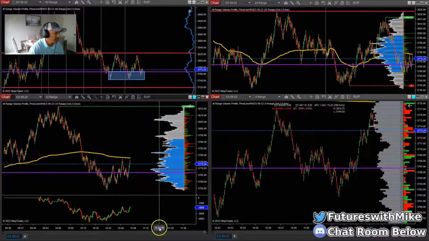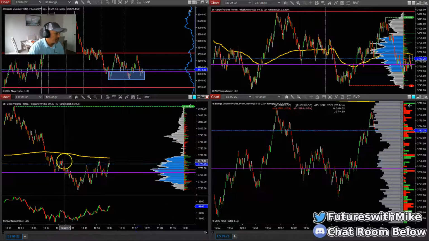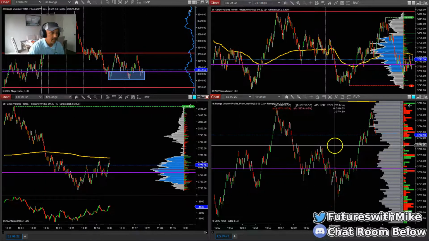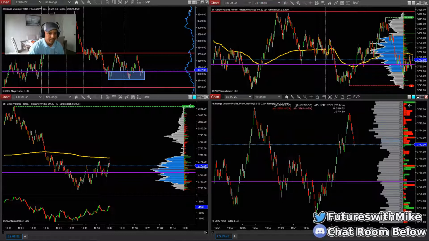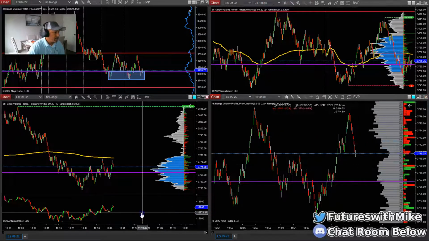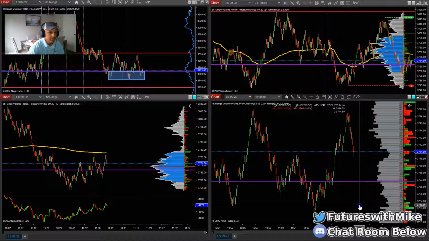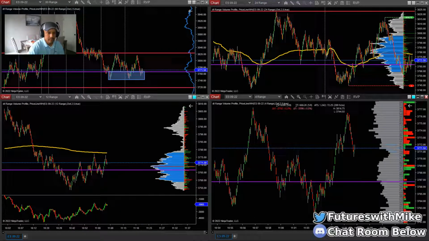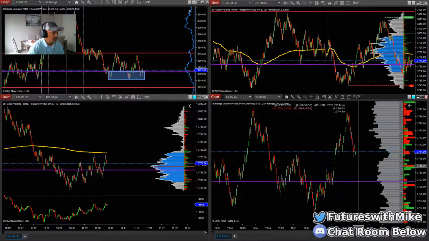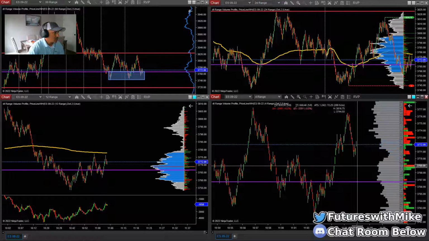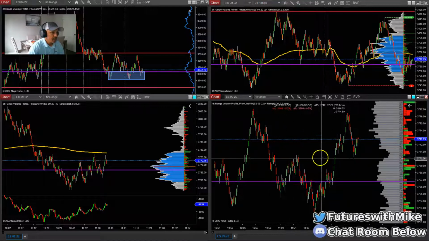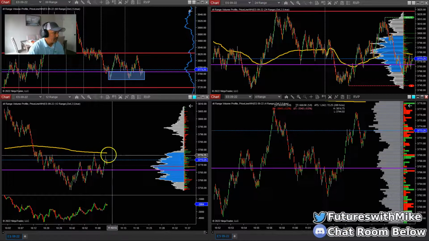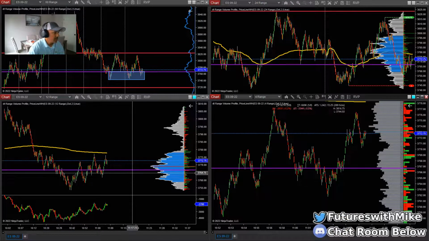It looks like it's trying again right here. Yep. It did not break this area, so it's moving sideways right here. So I'm gonna stand down.